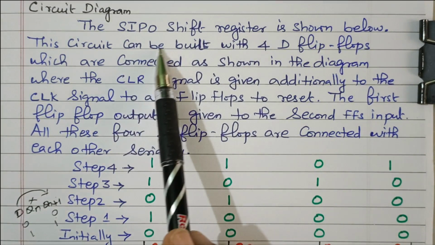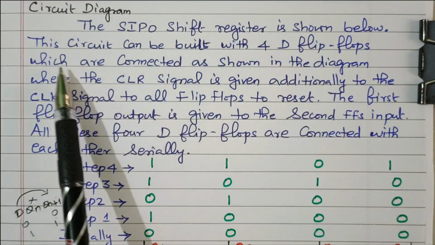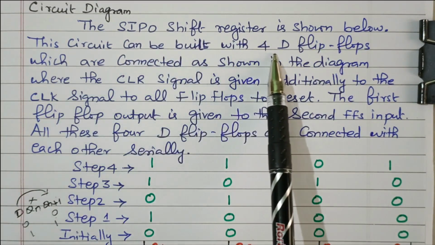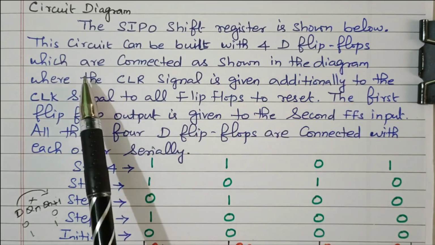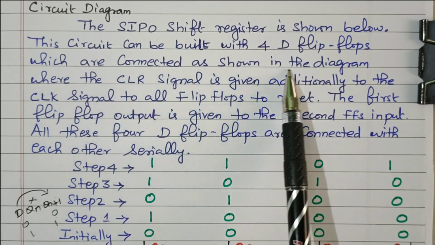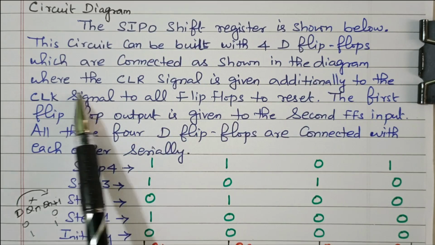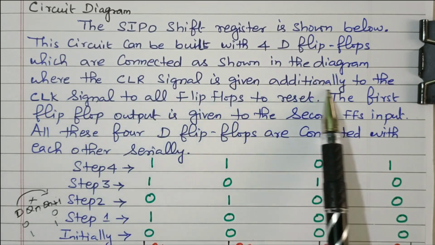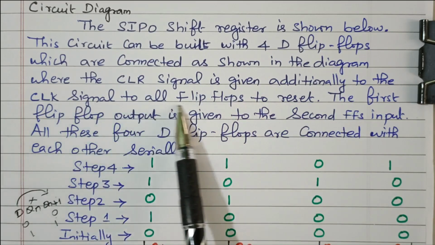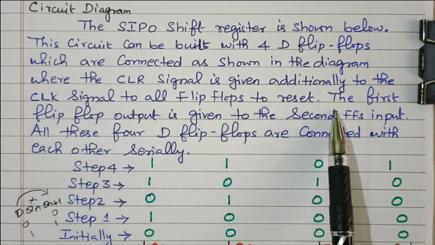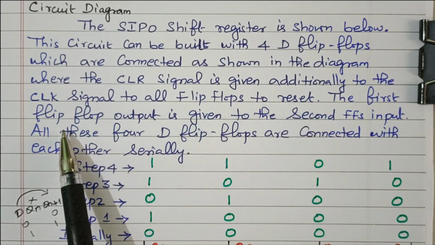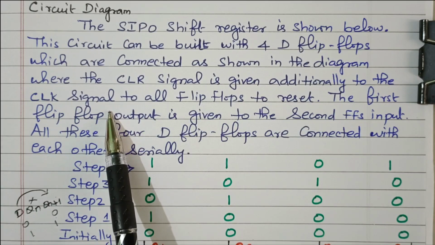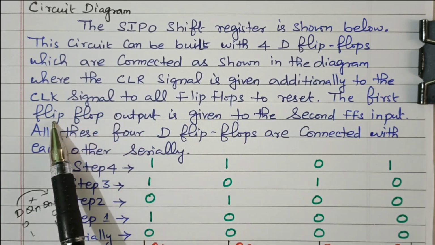The SIPO shift register is shown below. The circuit can be built with 4 D flip-flops which are connected as shown in the diagram, serially connected. The clock signal is given to all the flip-flops, and the clear signal is also available in the diagram apart from the clock signal.